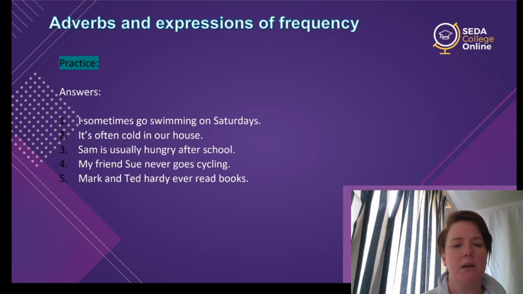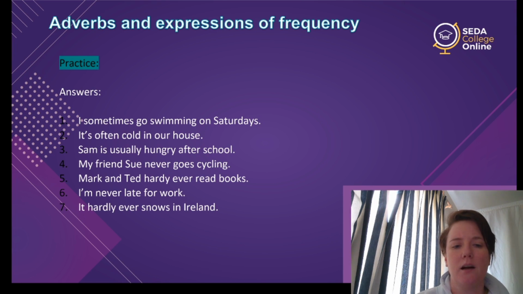5. Mark and Ted hardly ever read books, okay? Hardly ever read. Read comes after. I'm never late for work. I'm, the verb to be, I'm never late for work. It hardly ever snows in Ireland.